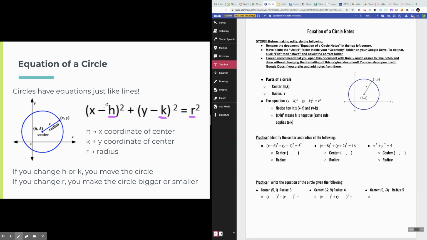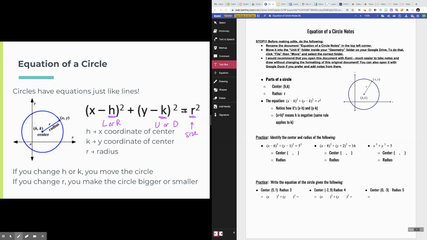Okay, so if you change h or k, you move the circle, right? If you change h, you move the circle left or right. And if you change k, you move the circle up or down. And then if you change r, you change the size, right? You make the circle bigger or smaller.